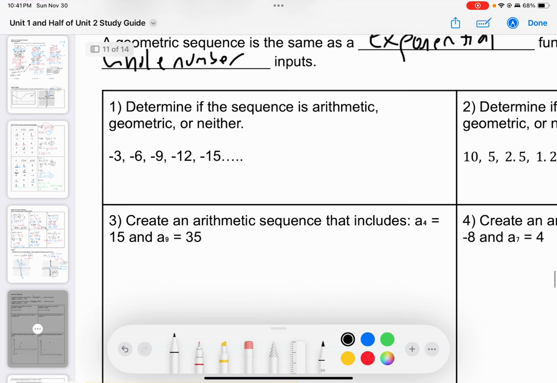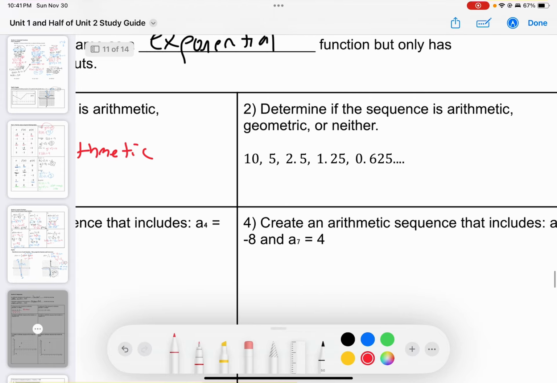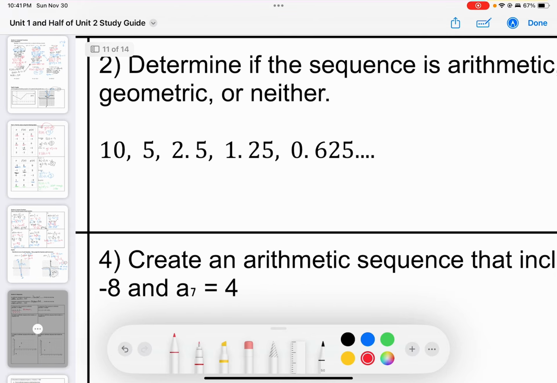So determine if the sequence is arithmetic, geometric, or neither. Let's see if this is adding or subtracting at a constant rate, if it's multiplying at a constant rate, or neither of those things. Looks like we're going down 3, down 3, down 3, down 3. So this is arithmetic. This 10, 5, 2.5, 1.25, 0.625 looks like it's cutting in half each time, or multiplying by 1/2, multiplying by 1/2, multiplying by 1/2. So that is geometric.